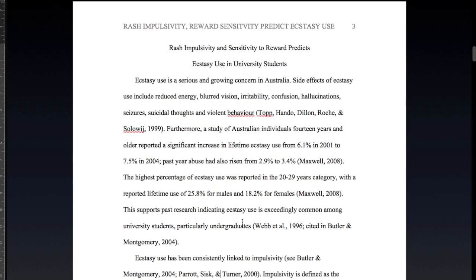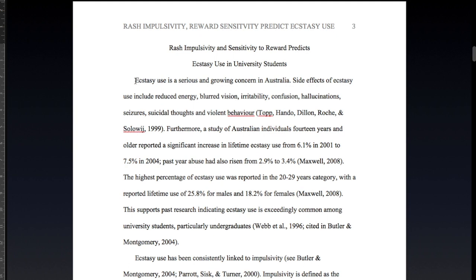So this is where you'll restate the title here. You'll restate the title, just like that in the center of the page, and then you'll jump straight into your introduction. So your introduction doesn't have the words introduction up there, you just jump straight in.